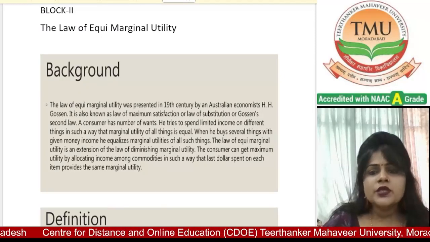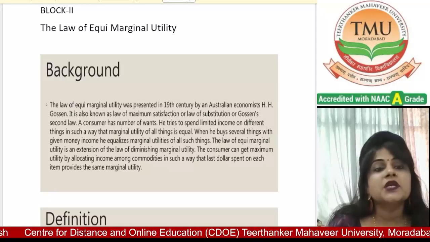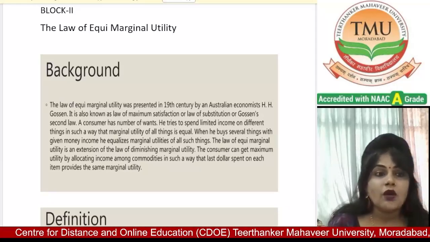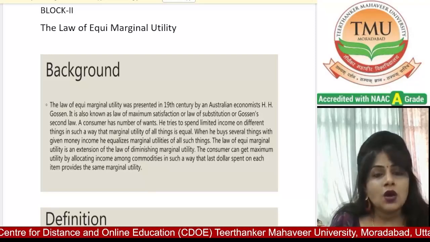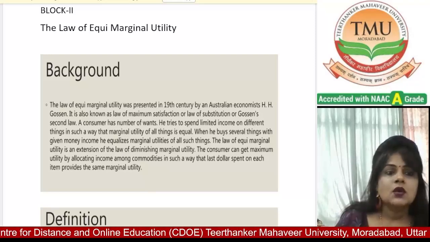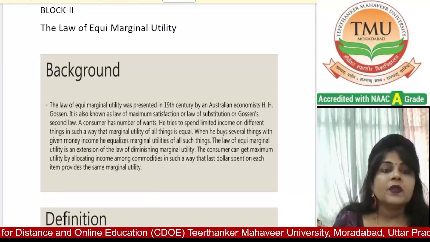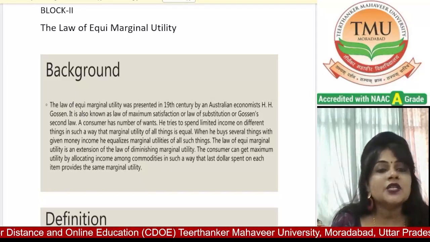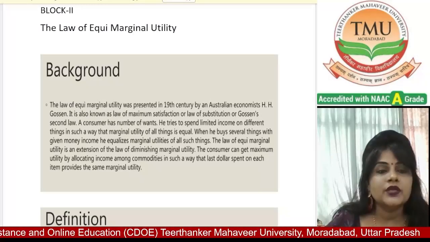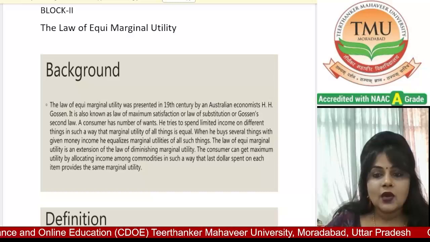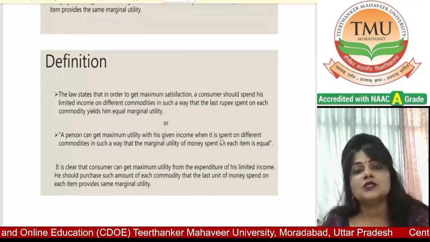So in short, we can say the law of equal marginal utility explains the relation between the consumption of two or more products and what combination of consumption of these products will give optimum satisfaction. Marginal utility is the additional satisfaction gained by consuming one more unit of a commodity. Hope, student, you understand well what the law of equal marginal utility is.